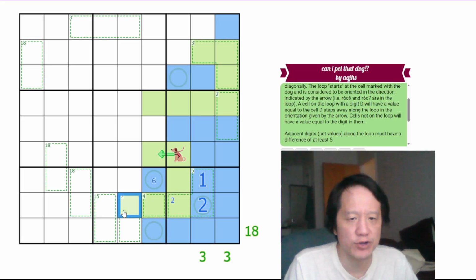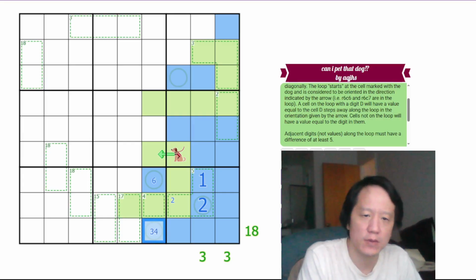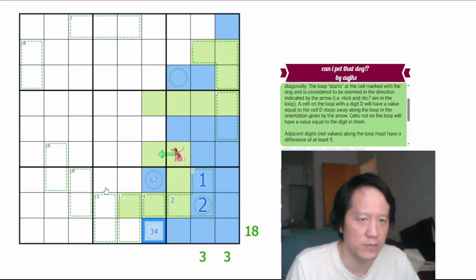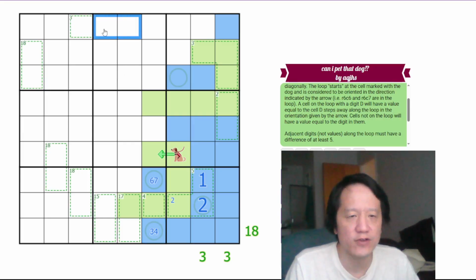This could be 3 or 4. This is 6, 7, cannot be 8. If it tried to be 8, then this would be a closed loop by itself. So this is 6 or 7, this is 3 or 4. We have to have at least 2 digits here on the loop. The value of these are 18 on the loop. It has to be at least 3 digits.